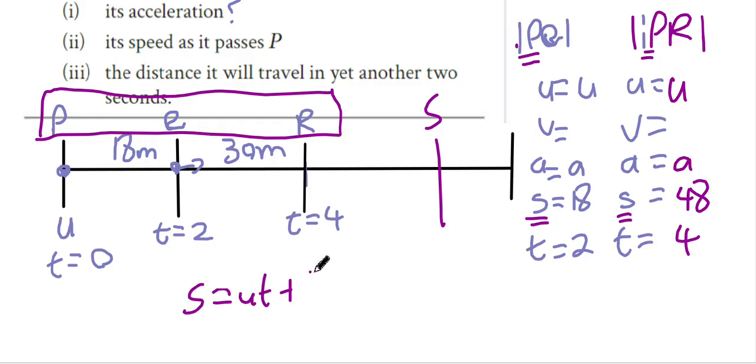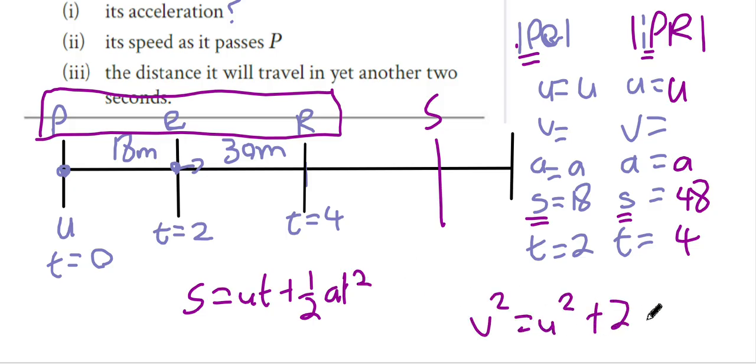S equals ut plus a half at squared, or v squared equals u squared plus 2as. Which one do you think is the appropriate choice and why? I've been told that s equals ut plus a half at squared is the appropriate choice. Reason being, we want to avoid the v values that we do not know or have. Yes, we don't know what u is either.